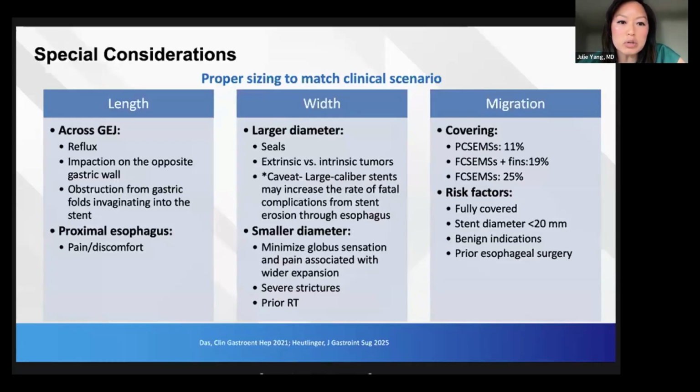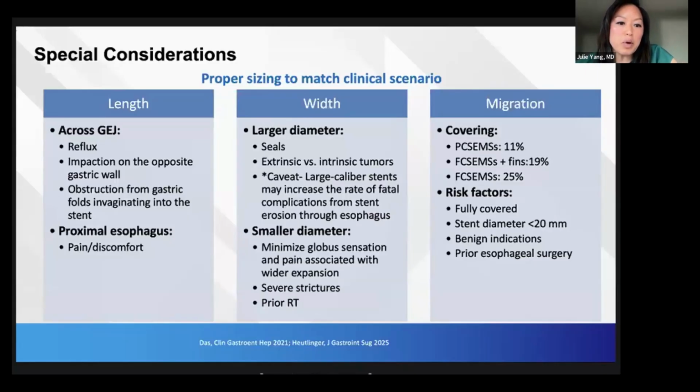Most of the time, extrinsic tumors are not going to be as tight as intrinsic tumors, but obviously that's not always the case. And just to put into the back of your head, large caliber stents may increase the rate of fatal complications from stent erosion through the esophagus. So bigger is not always going to be better.